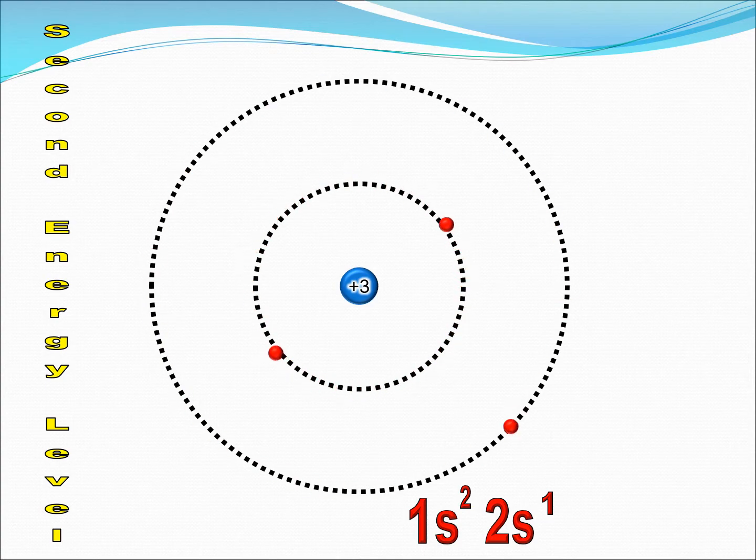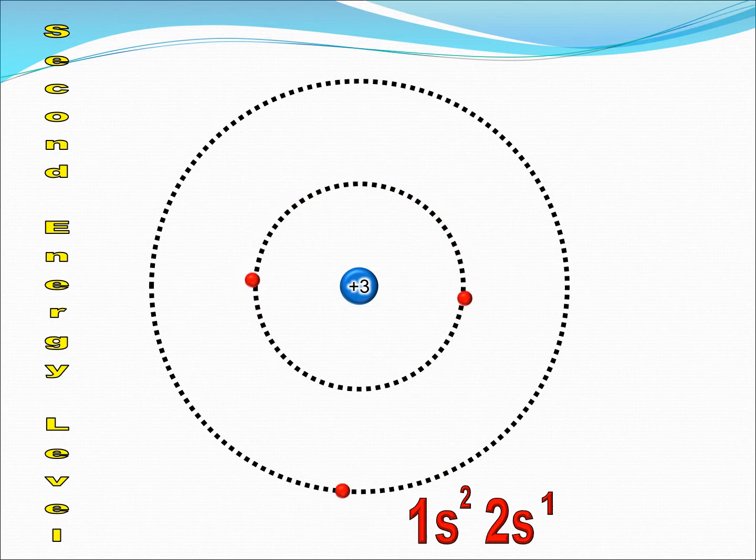Okay, so we've got the first energy level. Of course, that can only hold 2. Then we've got another circle. Guess what? That doesn't represent the 2s. That circle represents the entire second energy level. So right now we only have 1 electron on it, but that represents the entire second energy level, or as the textbook would say, the second shell.